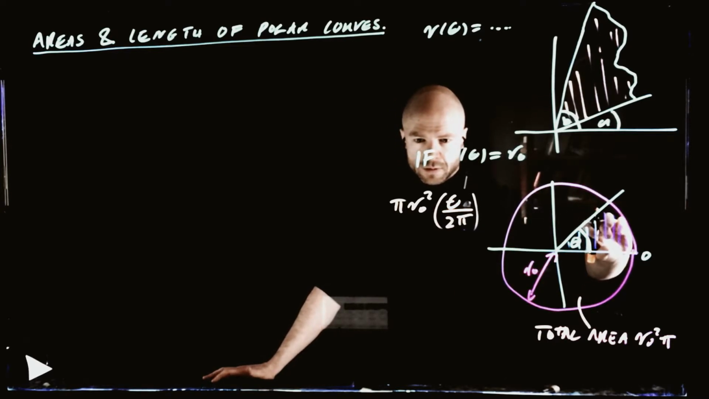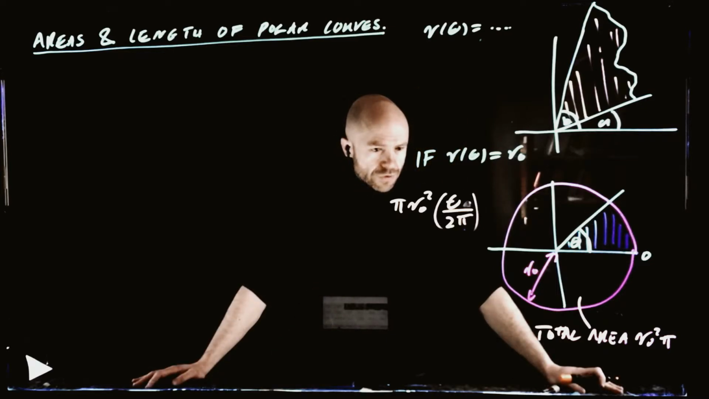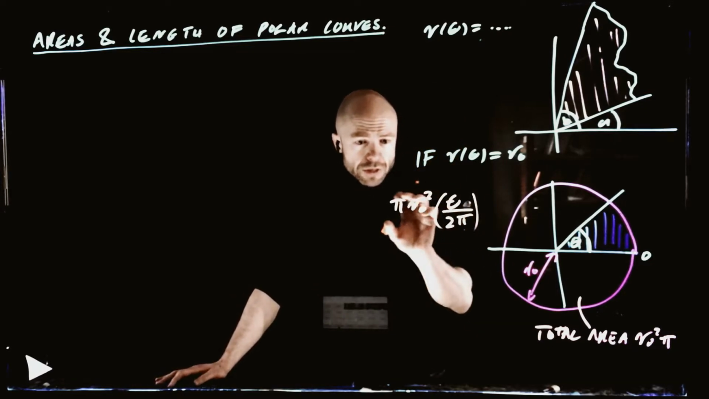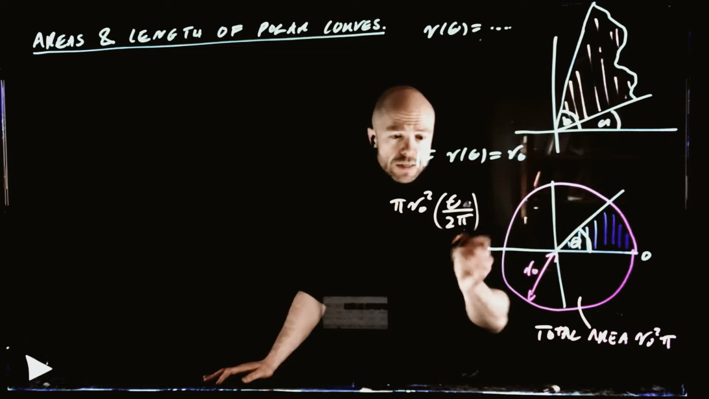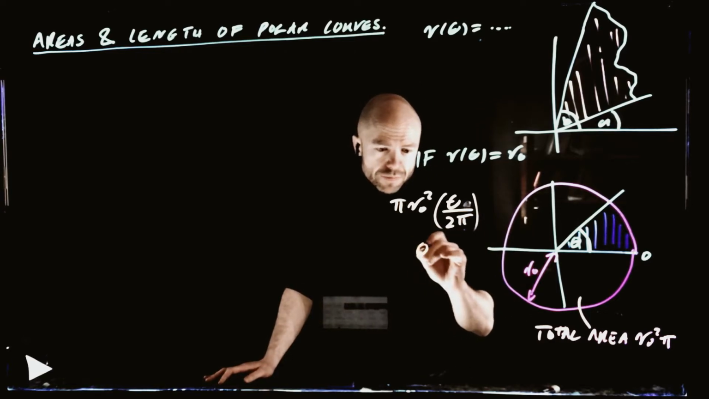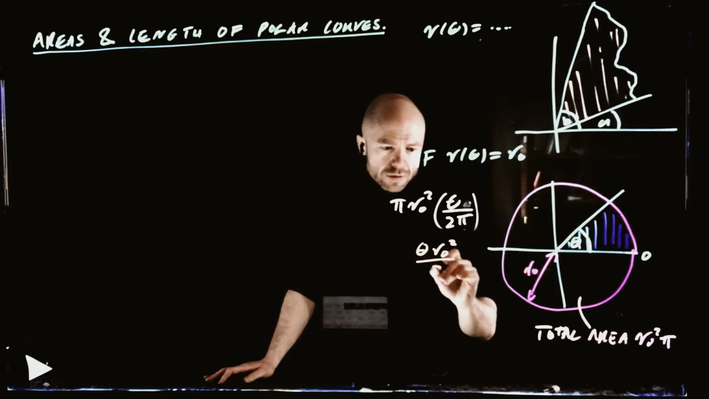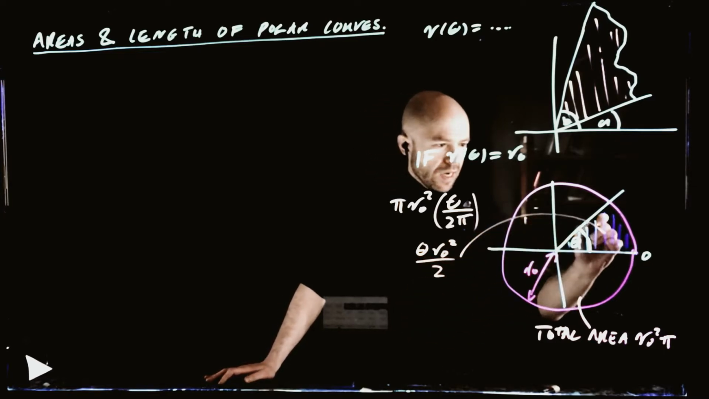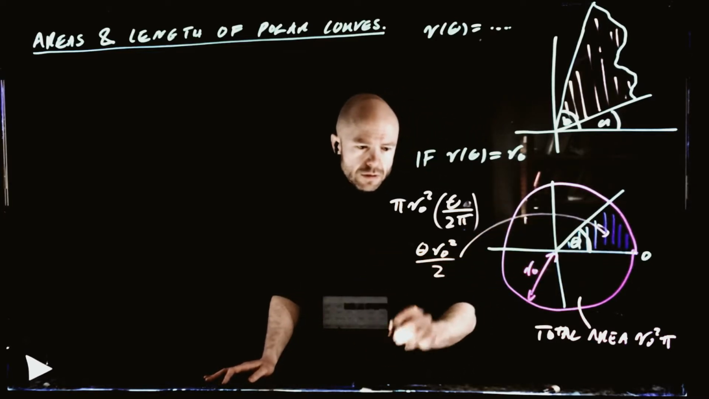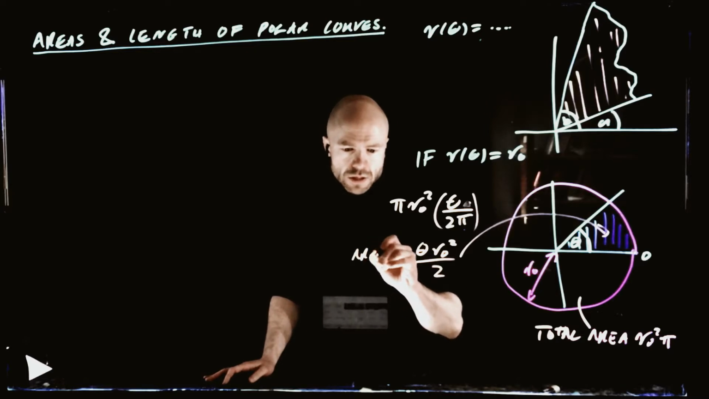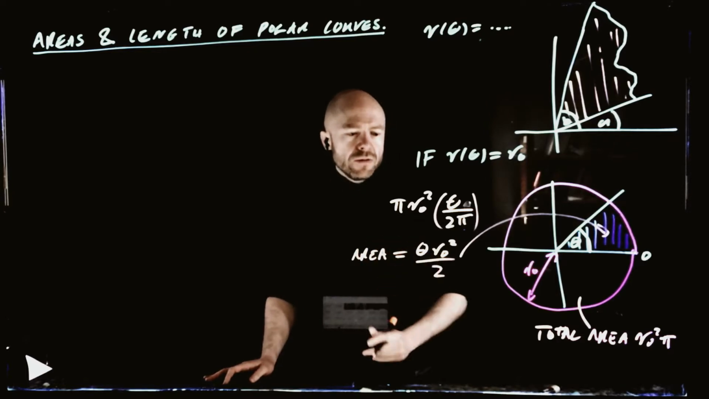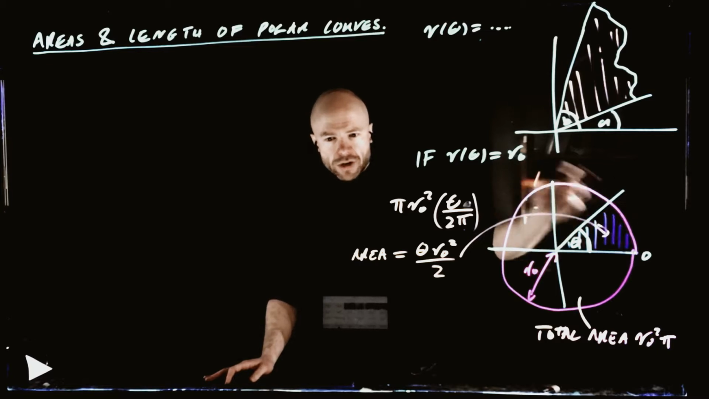Give me a thumbs up if that makes sense to you. Cool. So this should indeed be the area, and it actually is. Theta r0 squared over 2 is the area inside here. So we can do this in the very special case when we have a constant function.